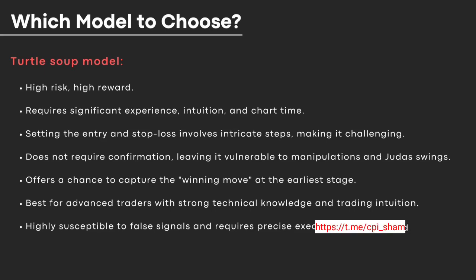So right here you can see the first point that we've got is high risk, high reward. We know that the turtle soup model is all about precision and accuracy. With this model, you are stepping into the market at the earliest possible stage of a reversal, right when the market purges liquidity and starts moving in the opposite direction. And because you are catching the move so early, the reward potential is huge, but so is the risk potential.